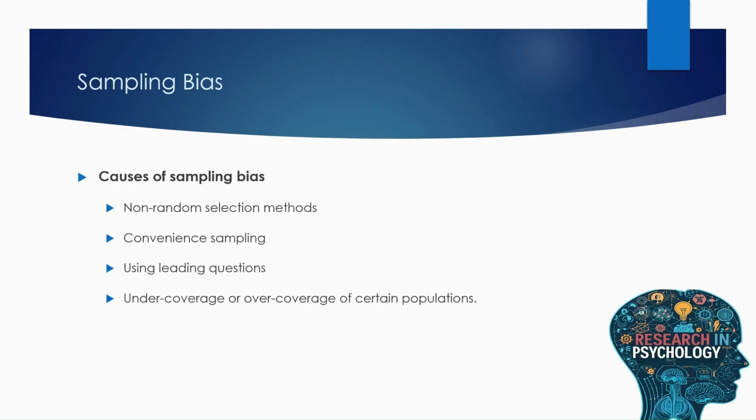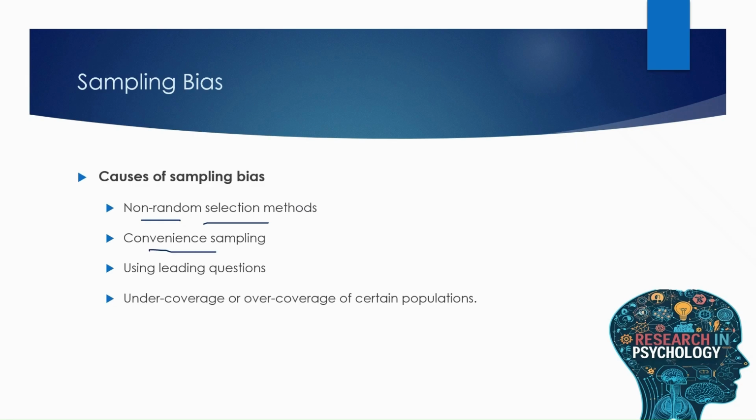All right. Let's see the causes of sampling bias. The first one we have already discussed: non-random selection methods, which means we are using methods wherein every individual of the population does not have a fair or equal chance to be a part of the study.